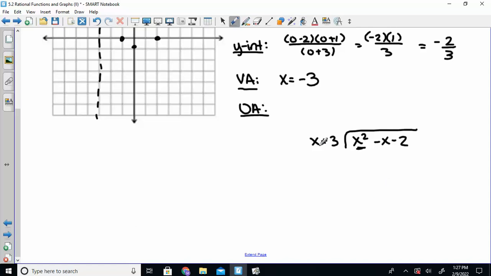So x² divided by x is x. Then you have to take x times the x plus 3. So that gives us x² plus 3x.